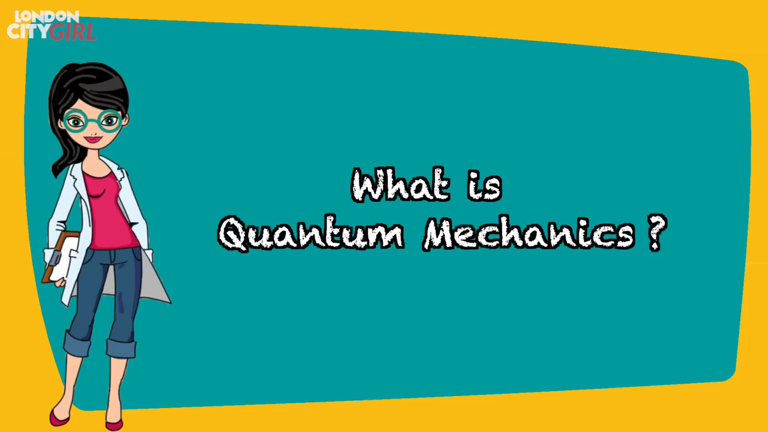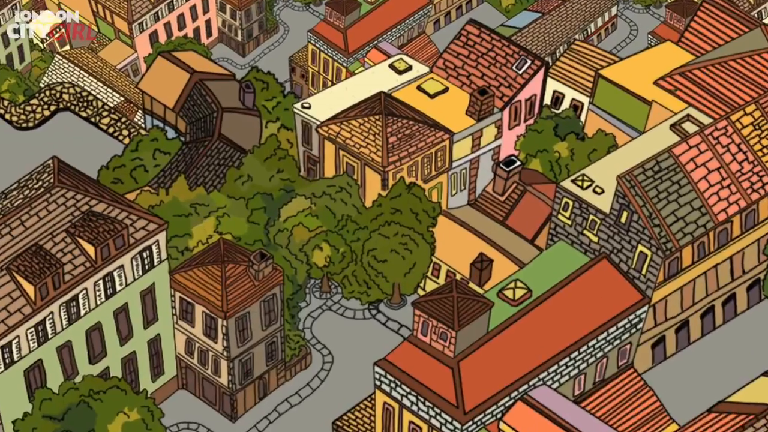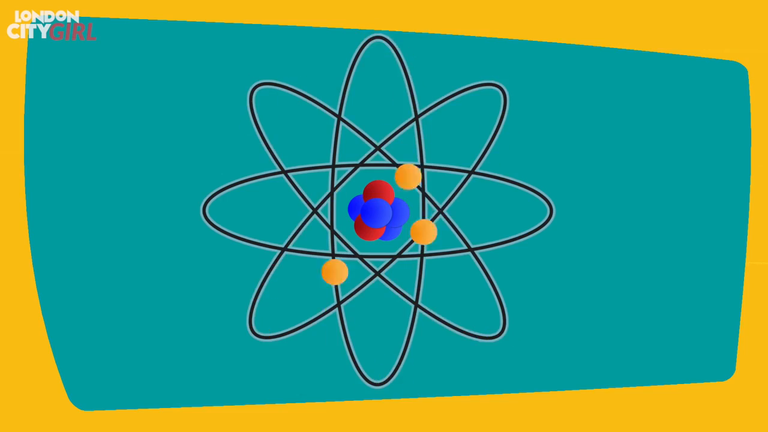What is quantum mechanics? Quantum mechanics attempts to explain the behavior of subatomic particles at the nanoscopic level. It is one of the most successful branches of physics, and there are countless examples of scientific experiments confirming predictions made by the laws of quantum mechanics.